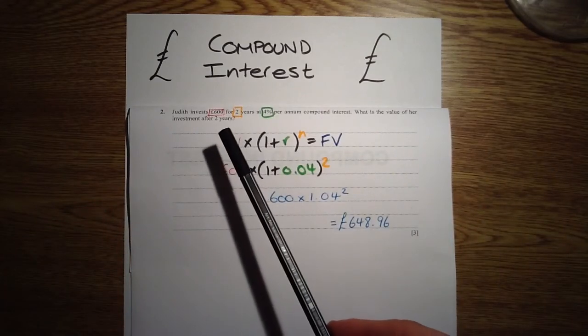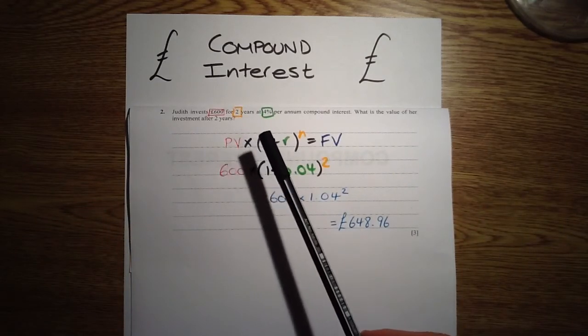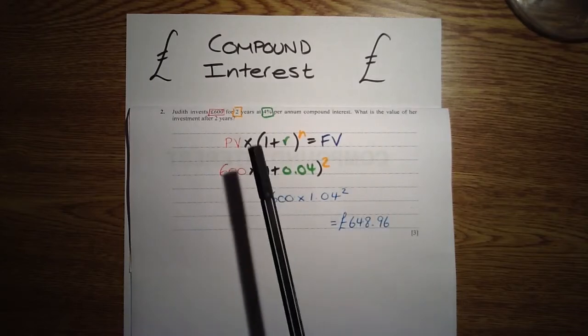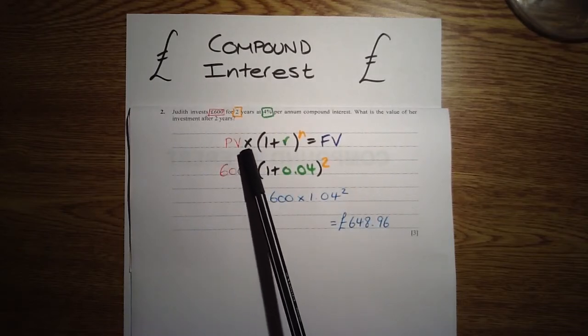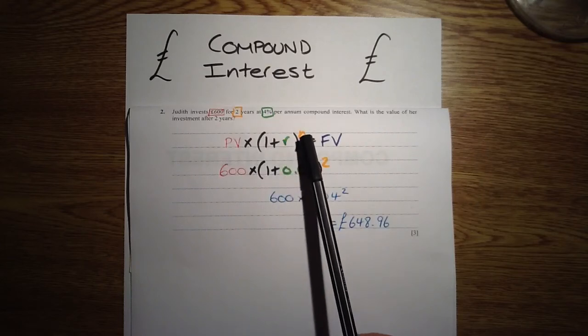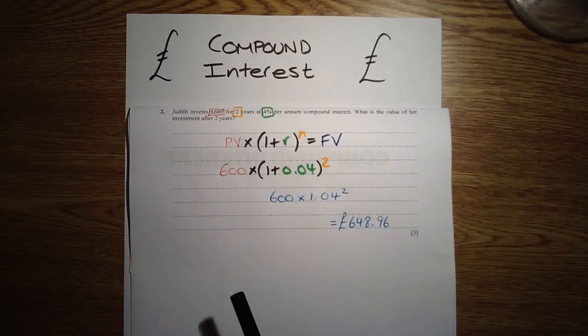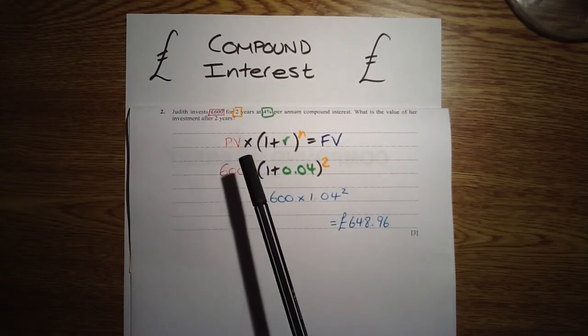Judith invests £600 for 2 years at a 4% per annum compound interest. What's the value of her investment after those 2 years? The first thing we do is we recall the formula. Present value times 1 plus the interest rate to the power of the number of periods is going to give us our future value after the 2 years. And then we can just sub our values in.